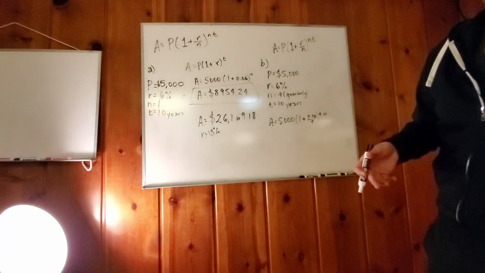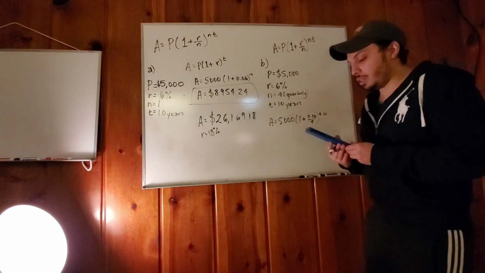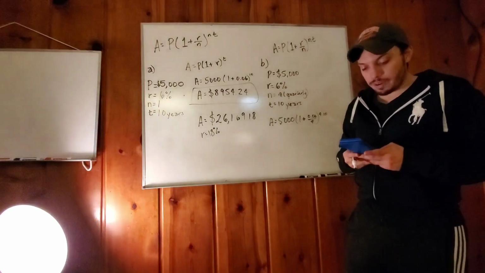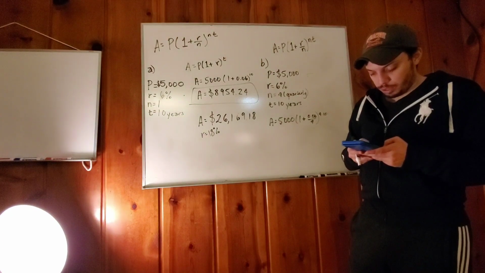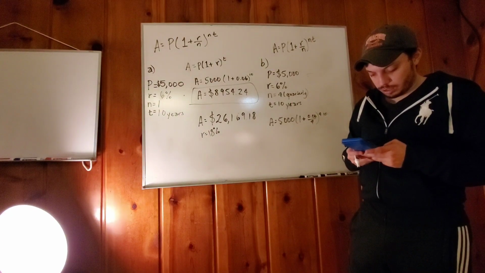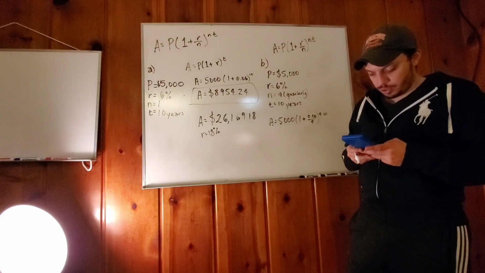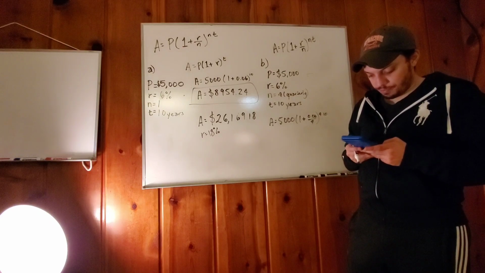But why break our heads when we can use our handy-dandy calculator, and that's what I'm going to do. So we get 5,000 times 1 plus 0.06 divided by 4, to the 40th power.